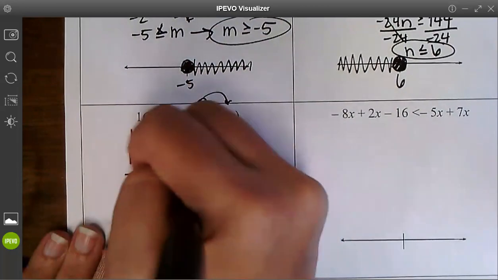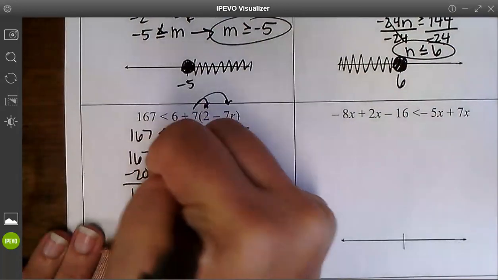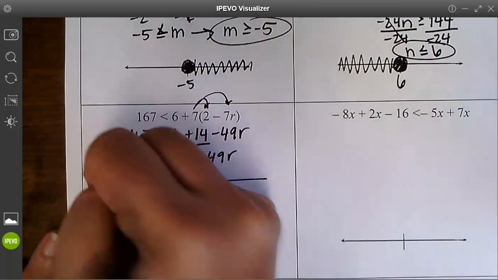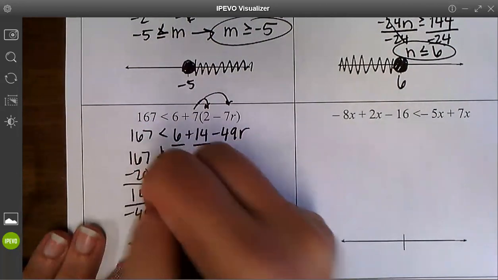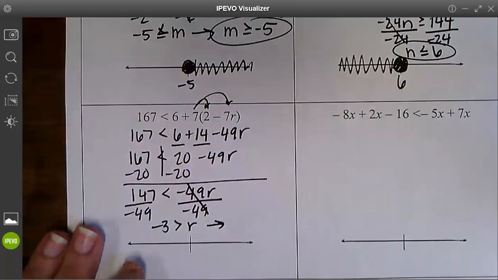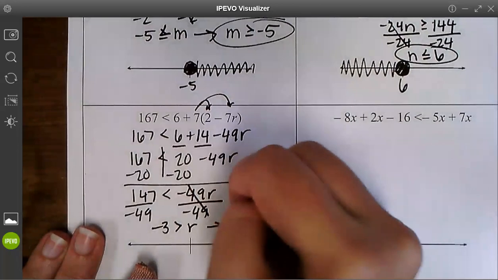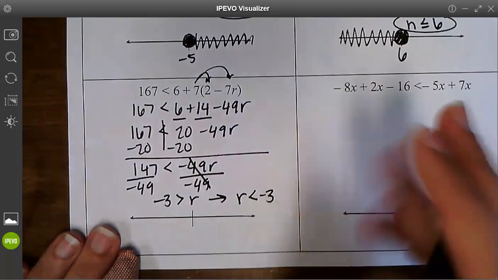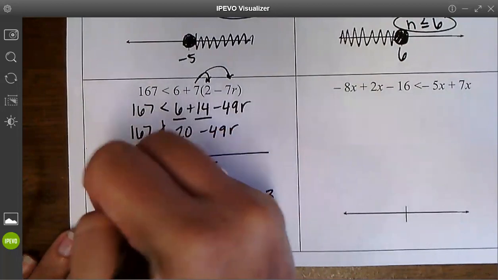147 is less than negative 49r. 147 divided by negative 49, I'm dividing by a negative again. So I'm flipping my inequality. You get negative 3 is greater than r. It's pointing at r. So when I rewrite it with my variable on the left, it needs to point at r again. So I get r is less than negative 3. So it is an open circle. Shade to the left.